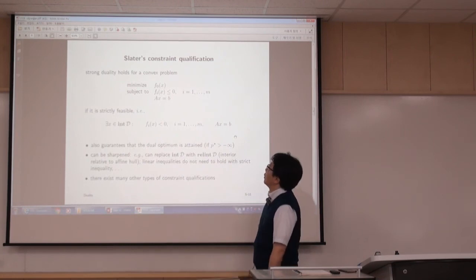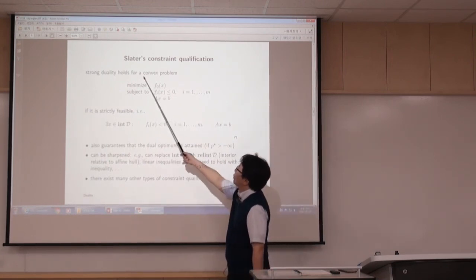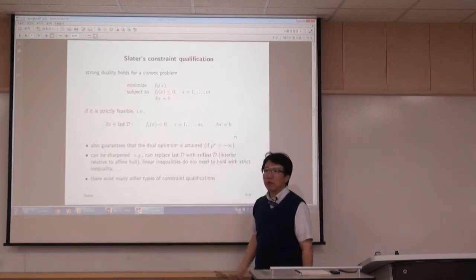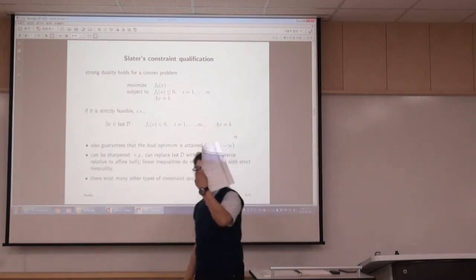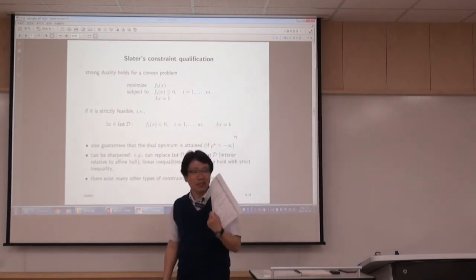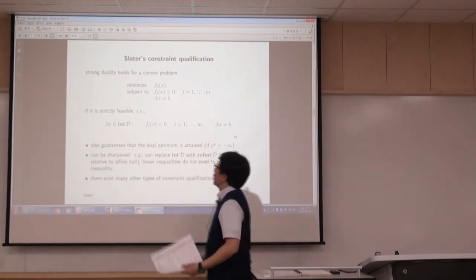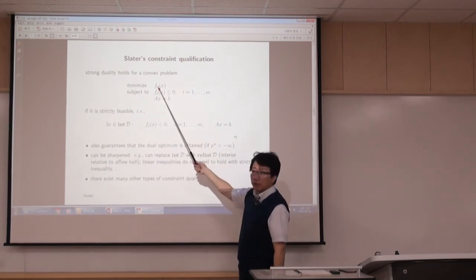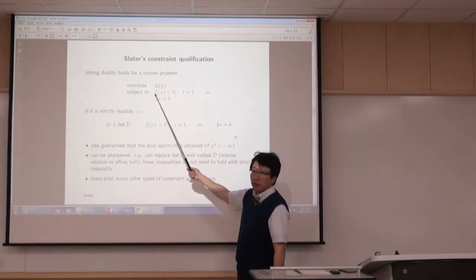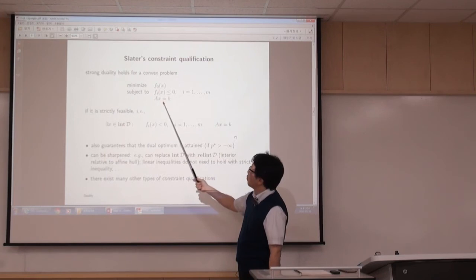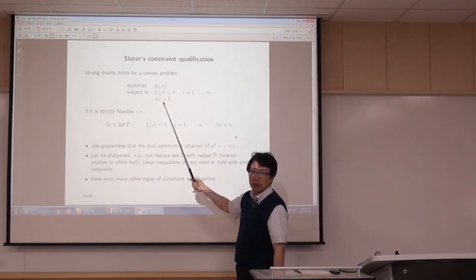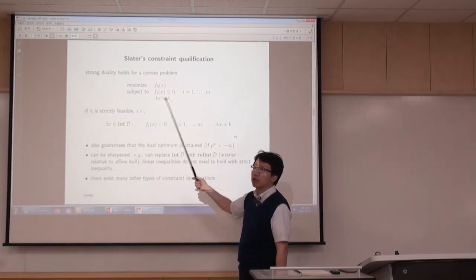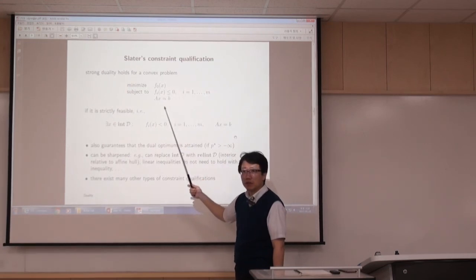And also convexity, because this lecture note is for convex optimization. Okay? So f0 is convex and fi is convex. And here the equality constraint function is what? Affine, Ax minus b. So this is very special.